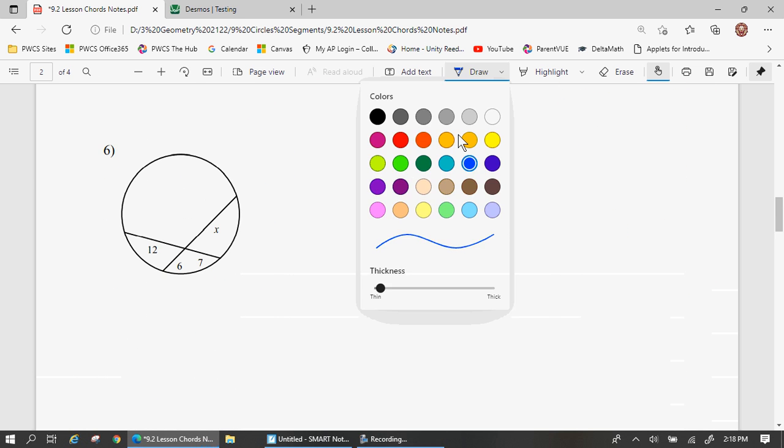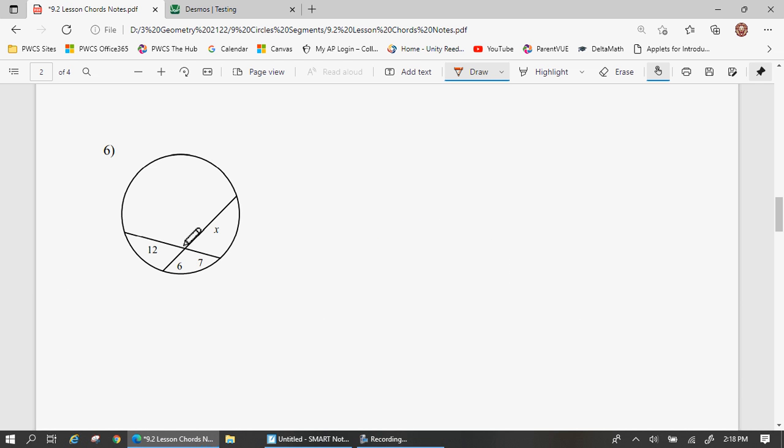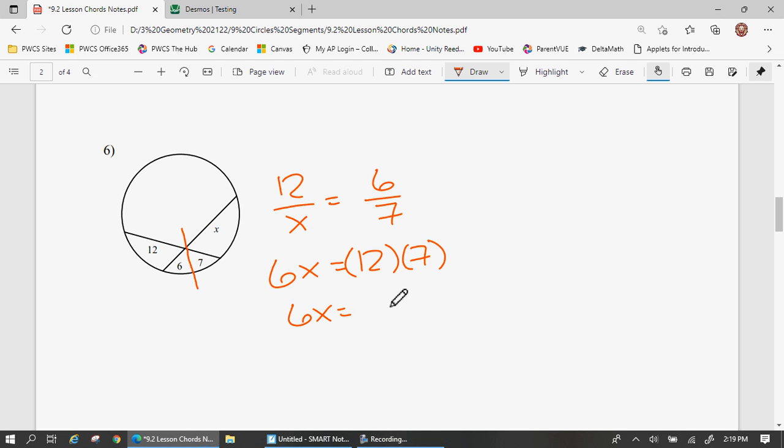Let me do one more. I'm doing them all this time. I'm going to draw my line right here. So I get 12 over x and 6 over 7. Cross multiply. Divide both sides by 6. And we get 14.